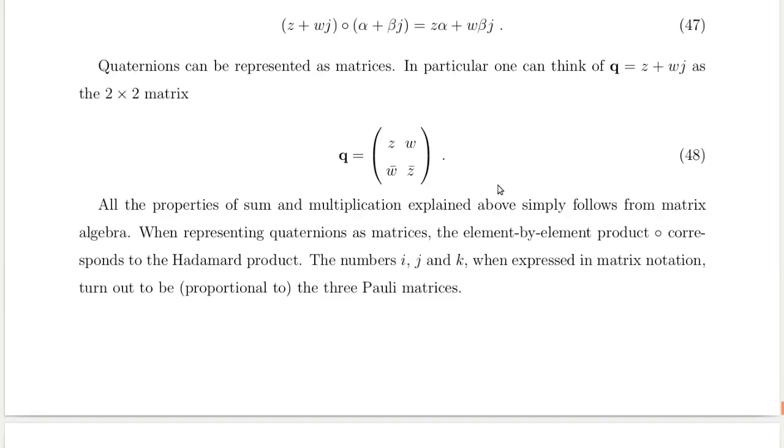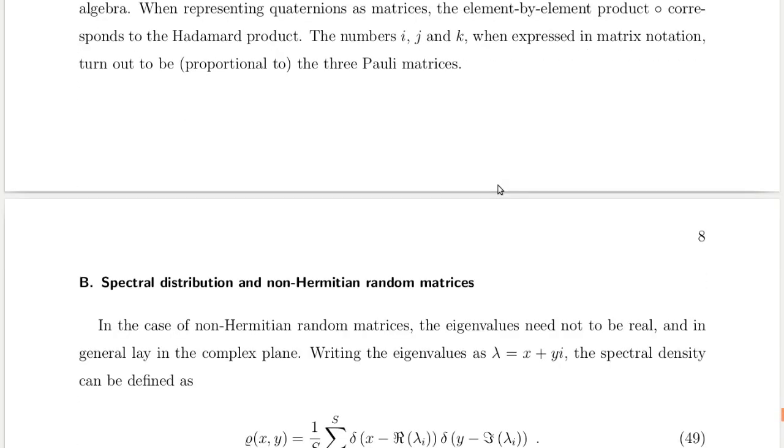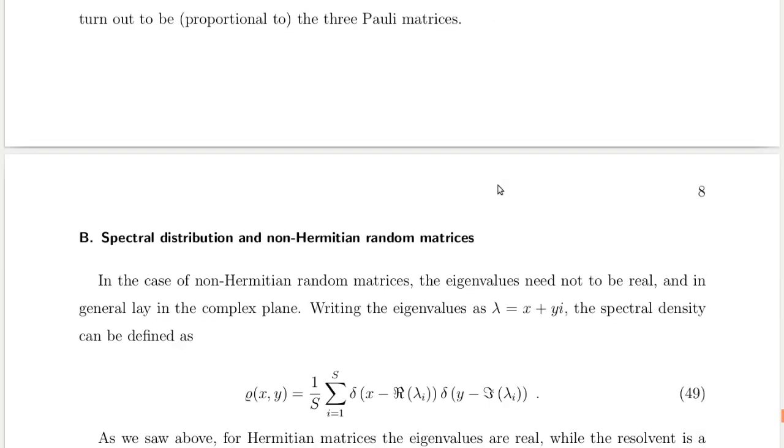Great. So now let's use quaternions to define the resolvent of non-Hermitian matrices. For non-Hermitian matrices, the eigenvalues are complex. So when we define the spectral density, we should define the density on the complex plane. So we have actually a combination of two delta functions. This is the empirical spectral density. S is the size of the matrix. And we define what is the density in this complex plane.